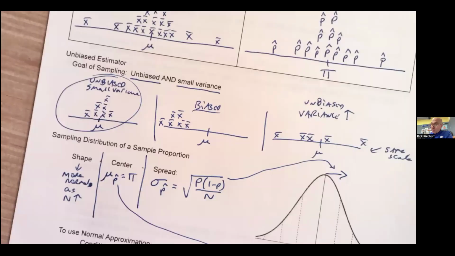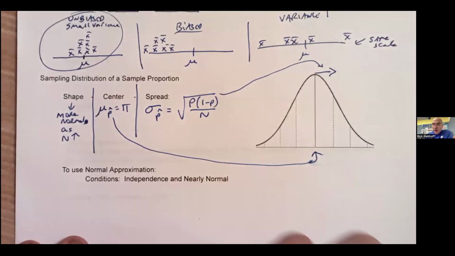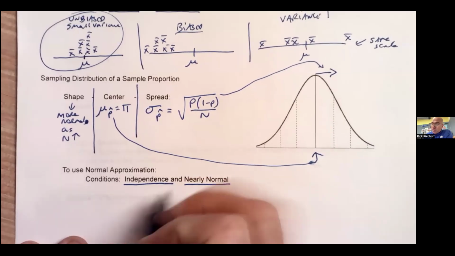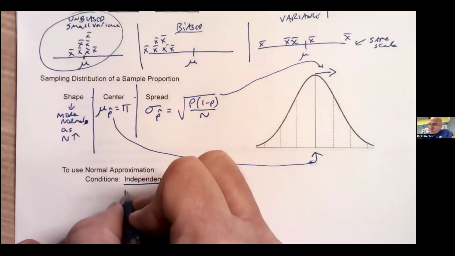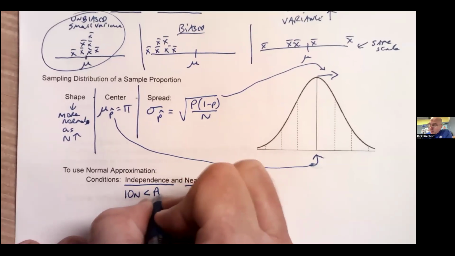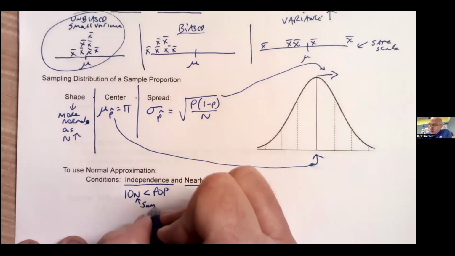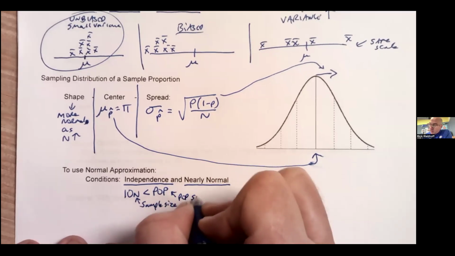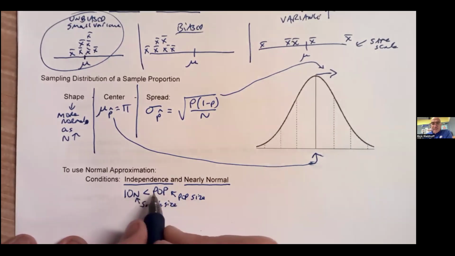To use a normal approximation, we need to check two things. We'll eventually add randomness to this when we do confidence intervals, but independence and nearly normal are the two things we need to check for this. So for independence, we check 10n is less than the population. This is sample size, and this is population size. A lot of you were using proportion here, like 10n is less than 50% or something. No, this is the size of the population.